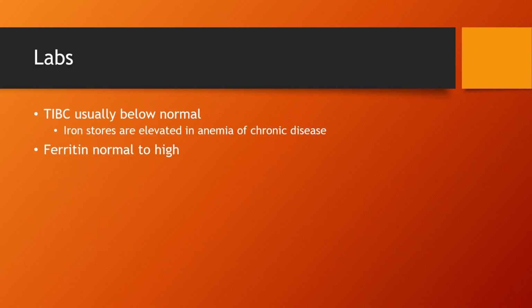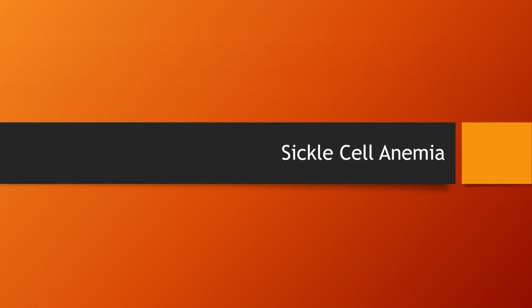So these labs are some ways that you may be able to tell an anemia of chronic disease and differentiate it from iron deficiency anemia. The main things to look for here are the total iron binding capacity and ferritin. Your total iron binding capacity will usually be below normal, since iron stores are going to be elevated in these patients, and that was normally opposite compared to iron deficiency anemia. And then in anemia of chronic disease, your ferritin is normal to high, whereas ferritin is typically low if you have iron deficiency anemia.